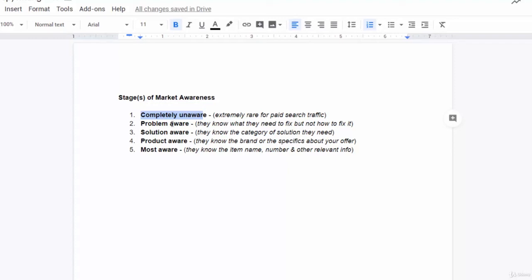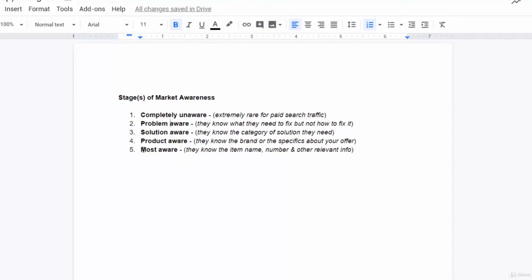So the second stage here is problem aware. This is where they know what they need to fix, but they don't know how to fix it. So they're aware of the problem and now they're looking for a solution. And then stage 3: this is where they know the category or the solution that they need. They're past the problem aware stage. They're now looking for an exact solution and they have an idea. And then product aware: this is where they know the brand or the specifics about a particular offer. And we're going to walk through some examples here.